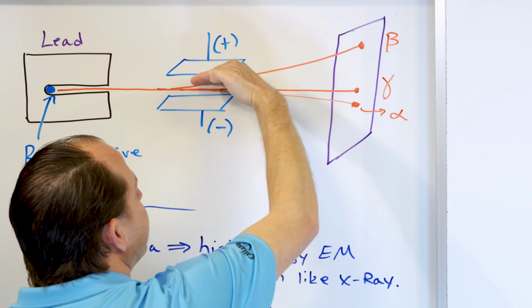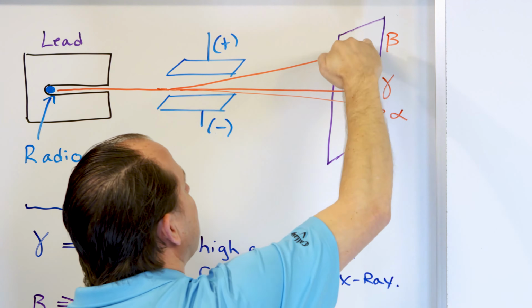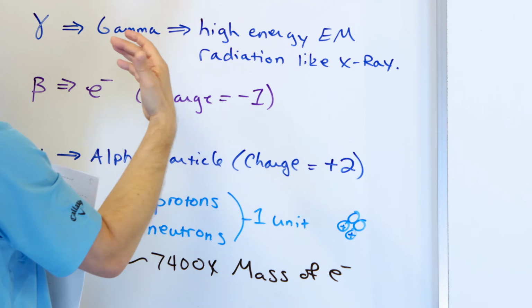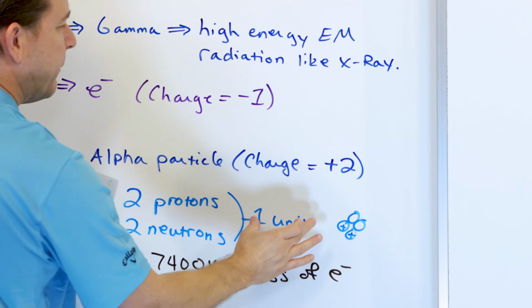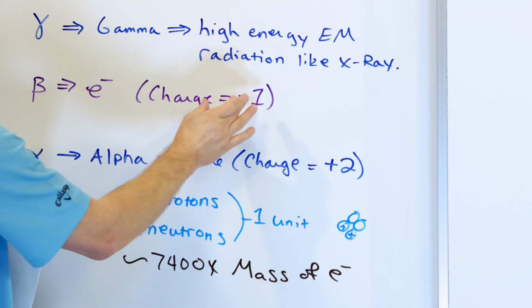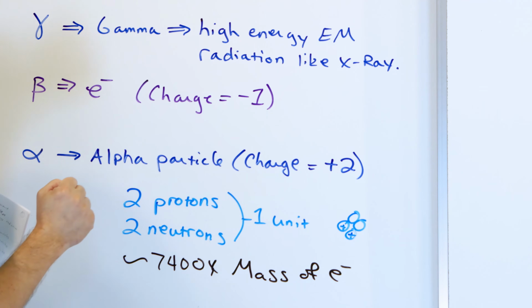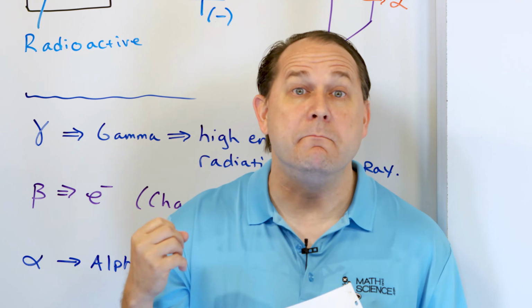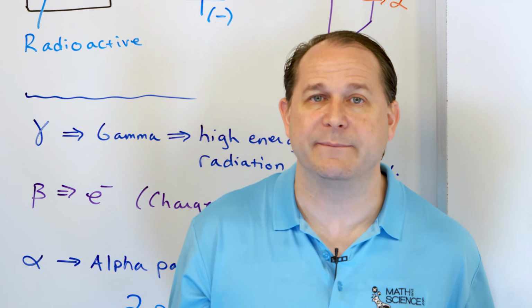So the alpha particles were the positive ones that get deflected a little bit. The beta particles we now know to be electrons, and electrons have a -1 charge, right? Each proton has a +1, so you have 2 of them. You have a total of +2 for the alpha particle. The electrons are equal and opposite in charge from the proton, so you have a -1 charge. And the mass of the electron is much, much, much less than the mass of a proton or a neutron. It's thousands of times less.